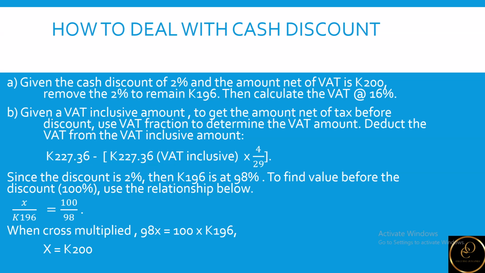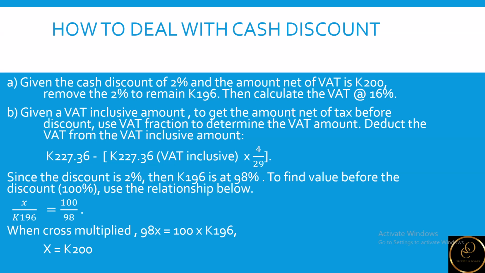I have two situations here. The first situation, A, says that given that the cash discount is 2%, and the amount net of VAT is 200, we need to remove the 2% to remain with 196. This is how we approach this particular situation when calculating the VAT.